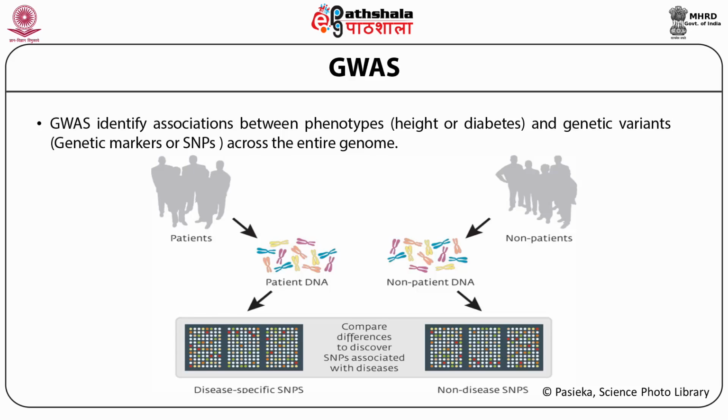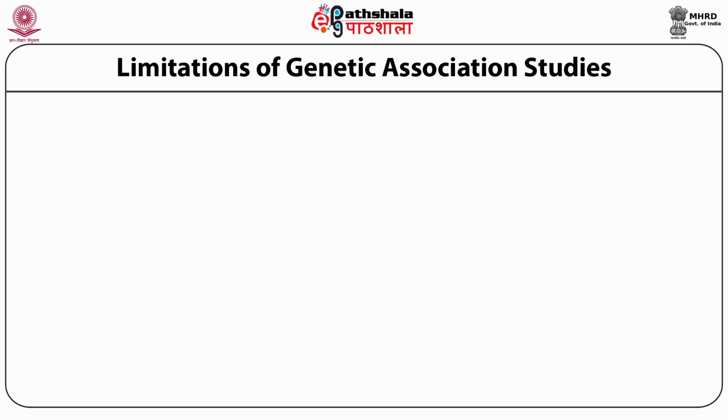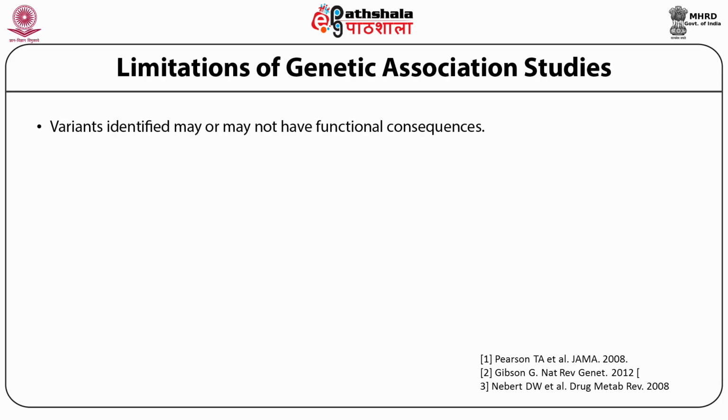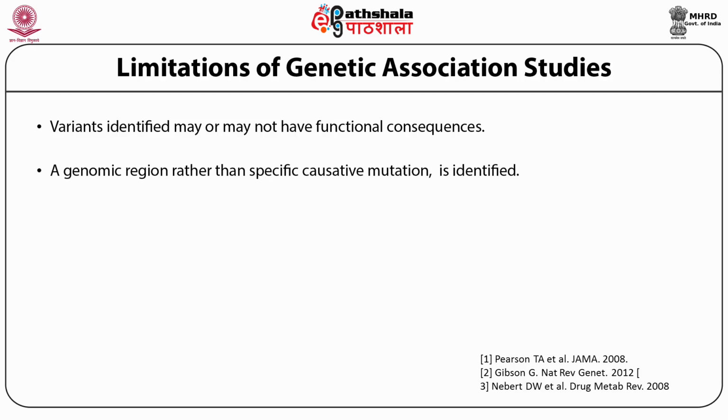This can be extrapolated to farm animals and has also been extrapolated in plant biology. The limitation of these association studies is that the variants identified may or may not have functional consequences in reality. Many of them are probably just mutations but not functional. Sometimes they may be in a genomic region or in a non-genomic region elsewhere, but they might have influence.